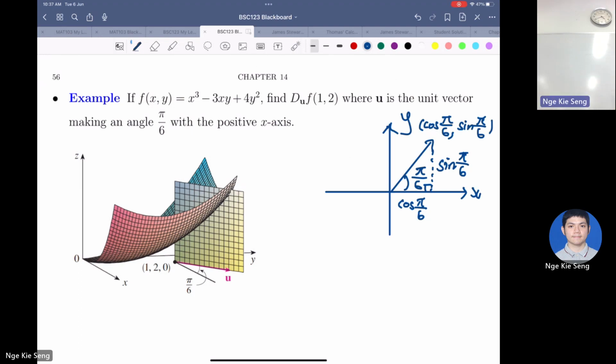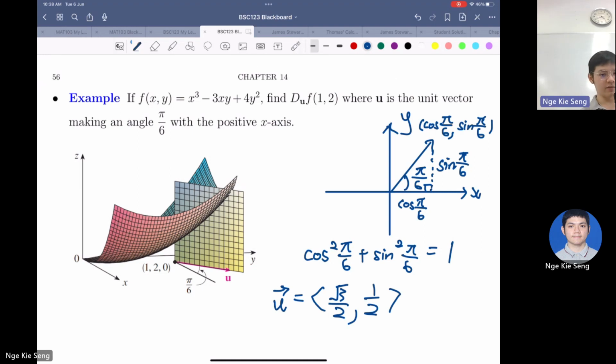But we want a unique vector. Is this a unique vector or not? So what's the length of this vector? It is 1, right? Cos squared theta plus sin squared theta equals 1. You can see that if we just scale this vector, it's still pi over 6 to the positive axis, but we want the unique vector. So what's the exact form of this vector? What's cos pi over 6? Square root 3 over 2, and 1 over 2 for sine pi over 6.